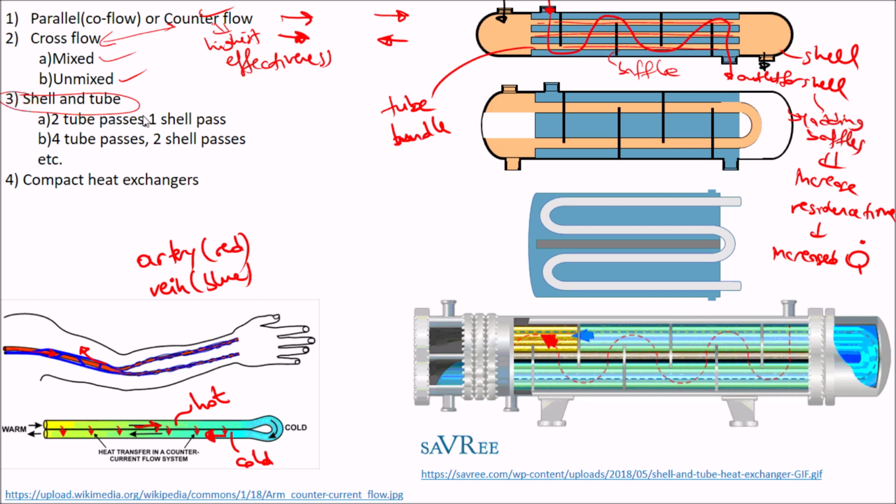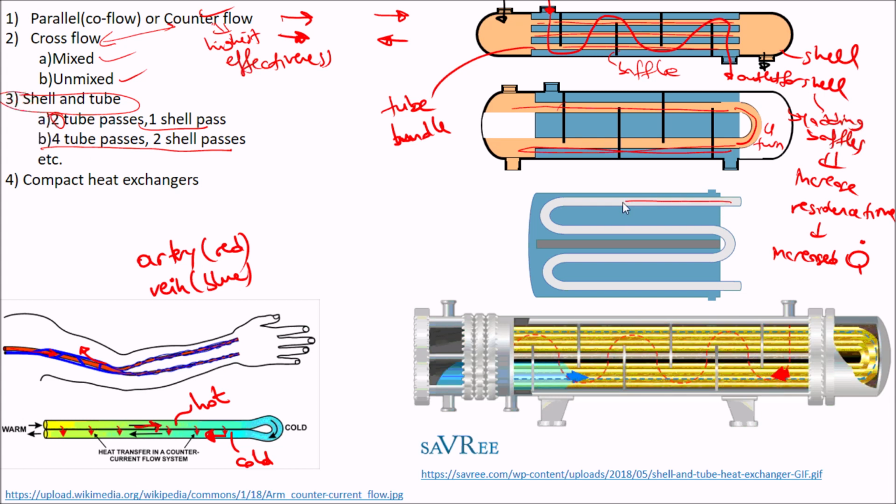There is another classification for the shell and tube heat exchanger, where we could have two tube passes but one shell pass. It means that you have one tube pass and another tube pass here. You have the U-turn here, and this one is called two tube passes, one shell pass, because there is only one shell. The other case is four tube passes and two shell passes.